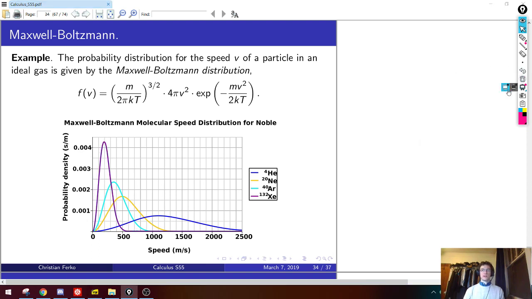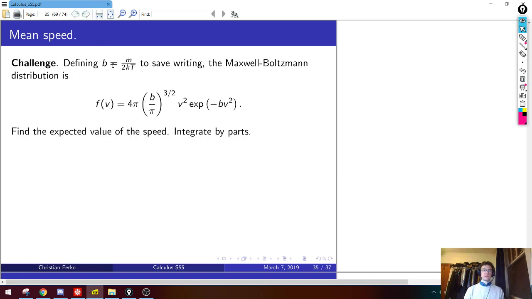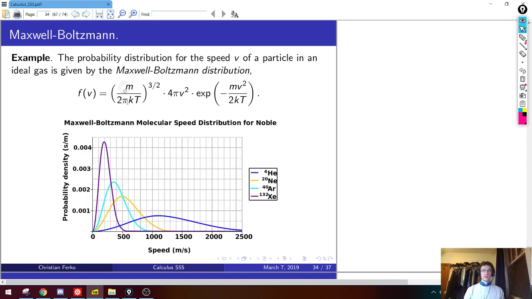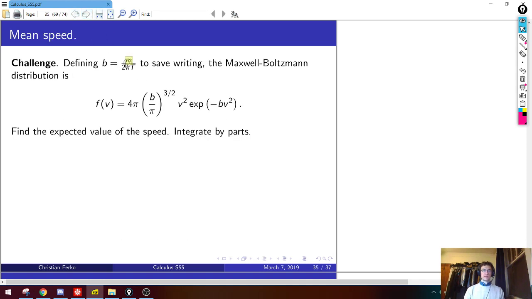But anyway, okay, Maxwell Boltzmann. Exercise for you, which I can maybe just skip and show you the solution because we're running out of time, but it's going to be another integral. I don't like writing out all this because there's a lot of letters, so I'm going to make a little b.